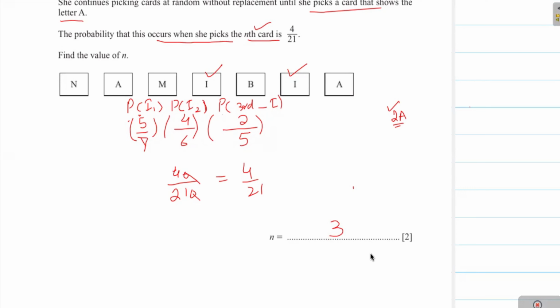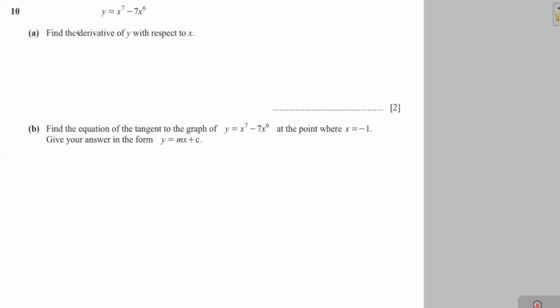This is the answer. Question number 10, part A, find the derivative of y with respect to x. Look here, this is the function. We have to take the derivative. We will take the derivative on both sides, and we write the function here: y equal to x power 7 minus 7 into x power 6.